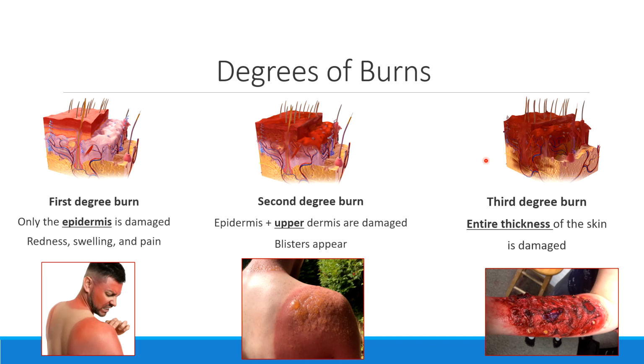So, a third-degree burn, we burn everything from the epidermis down through the dermis, potentially even into the hypodermis. In a second-degree burn, it's just damage to the epidermis and the upper part of the dermis, causing them to separate. First-degree burn, the most common kind, is just inflammation of that outermost layer of the skin.